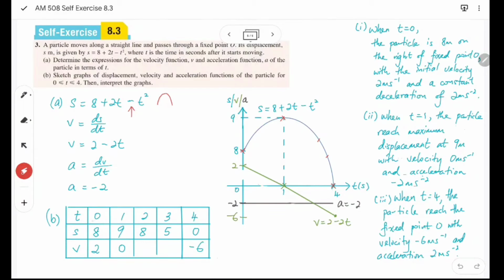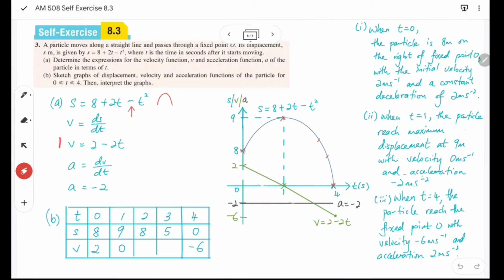So when t equals 0, substituting into the S function, we get S equals 8. t equals 1, S equals 9. t equals 2, S equals 8. t equals 3, S equals 5. And t equals 4, we get S equals 0.